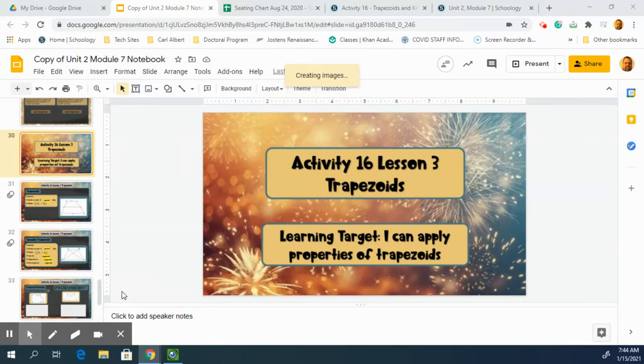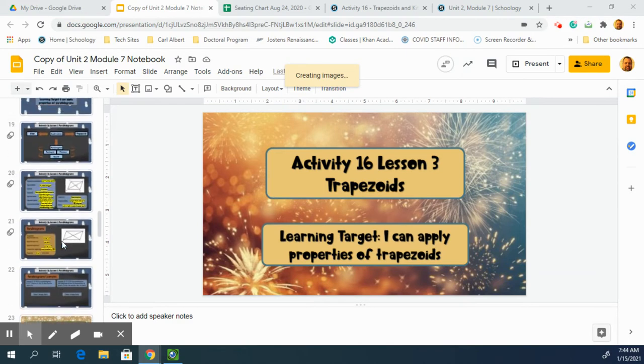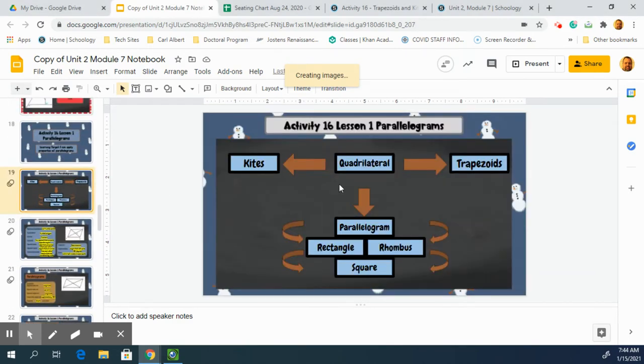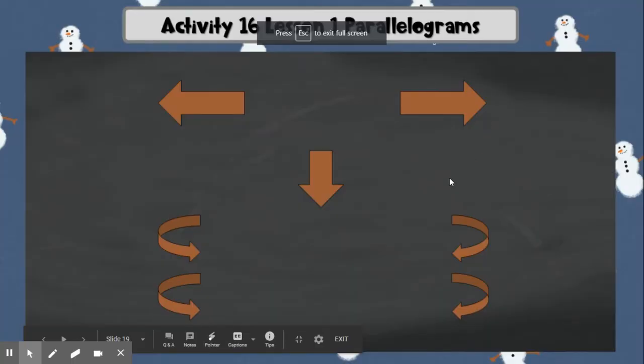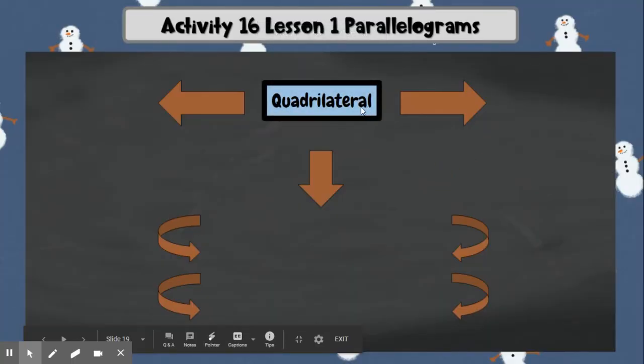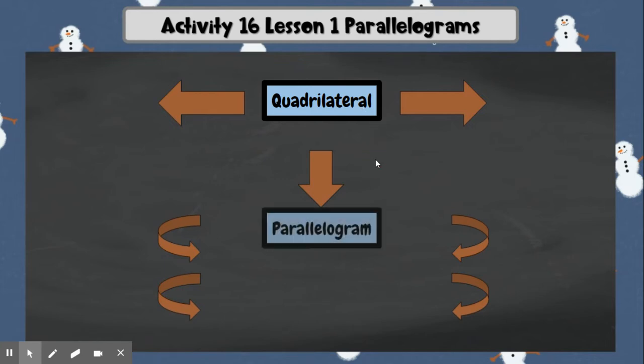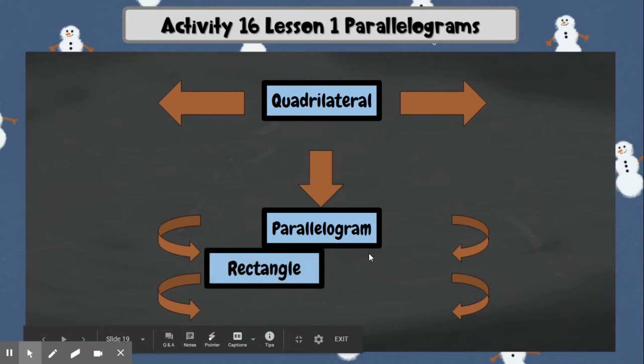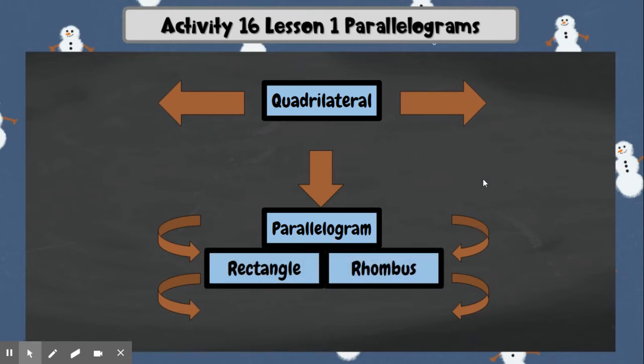Okay, today we're going to talk about a couple of different quadrilaterals. I'm going to go back to this slide again. Over the past few lessons, we've been dealing with quadrilaterals, four-sided polygons. That's the only requirement it takes to be a quadrilateral. We talked about parallelograms. There were 5 requirements to be a parallelogram. And then we looked at specific types of parallelograms, rectangles and a rhombus.